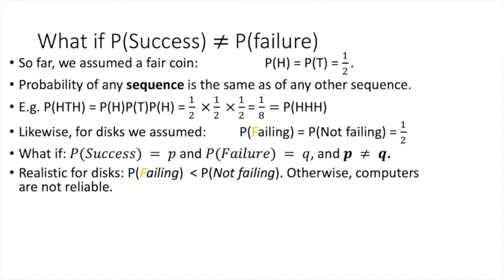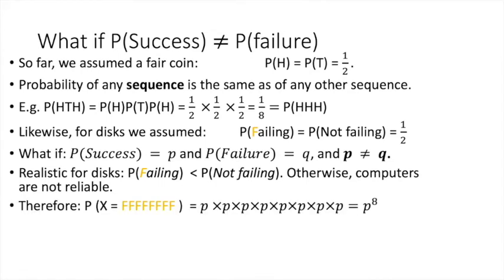Think about it. If your hard disk had a 50% chance of failure over a small period of time, computers won't be reliable at all. So realistically, probability of disk failure is less than the probability of disk not failing. Now, probabilities of each sequence are not identical anymore. Therefore, the probability of finding 8 disk failures equals p to the power of 8.